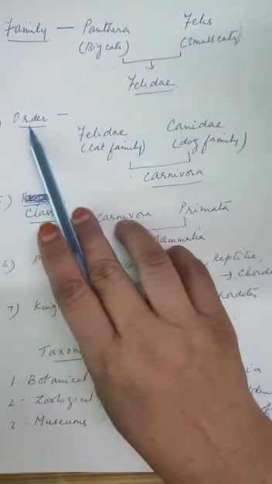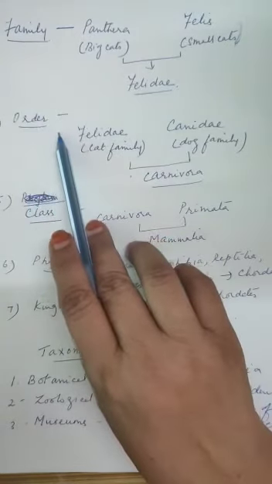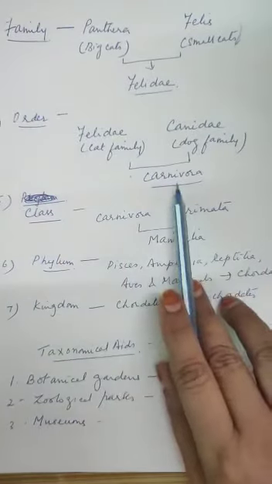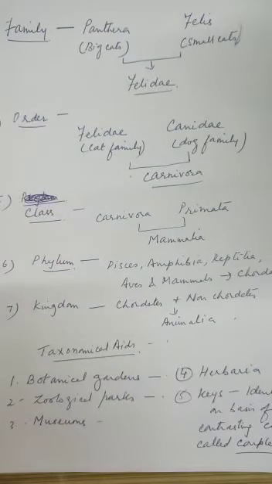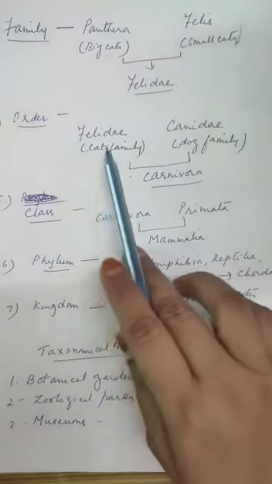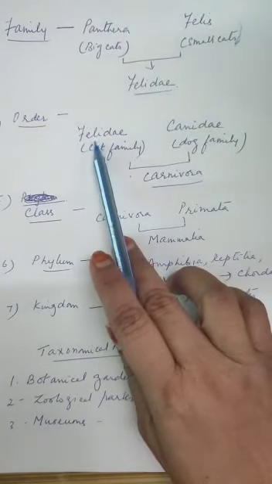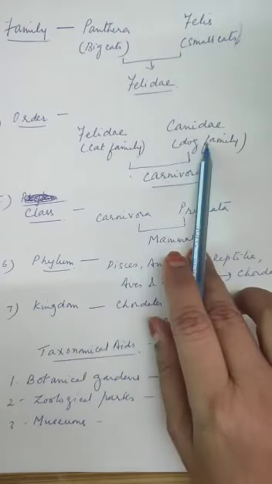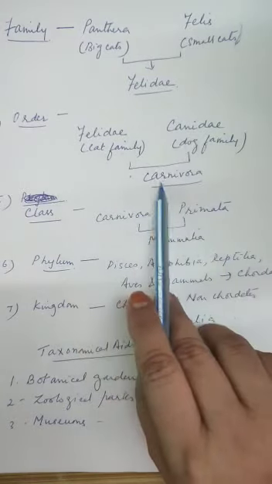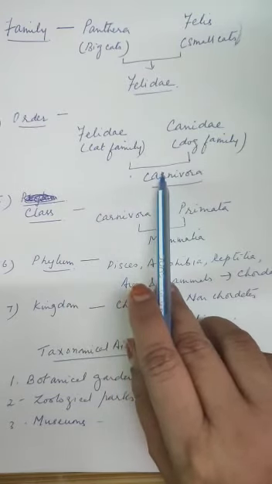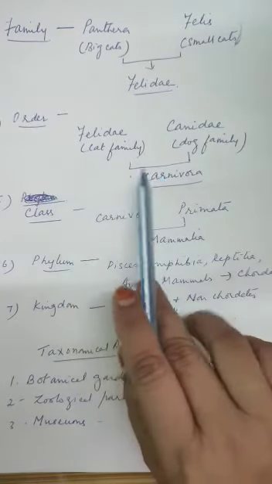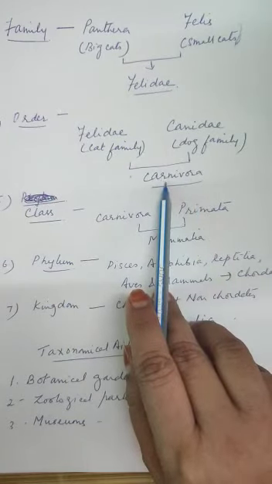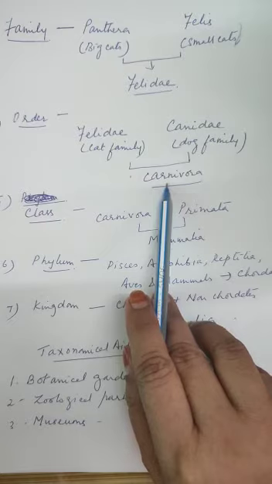Then next in hierarchy is order, where similar families are kept together in a common order. So the example over here is the cat family and the dog family. They both share common evolution and they have originated from common ancestors. So due to that, both the families have been put under a common order called Carnivora.